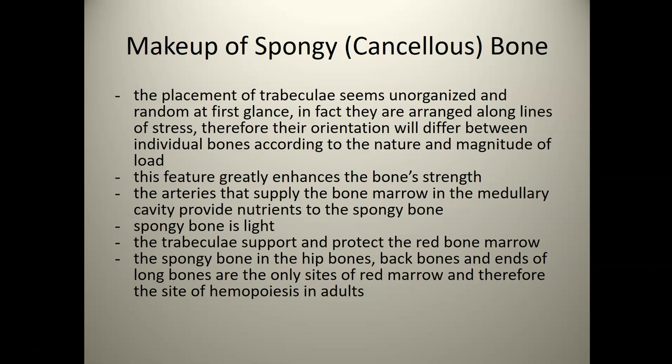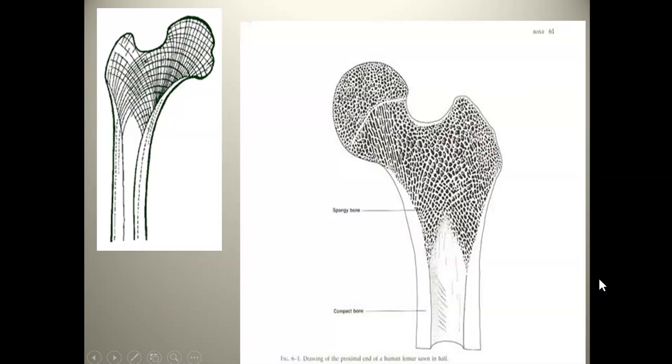The arteries that supply the bone marrow and the medullary cavity provide nutrients to the spongy bone. As I said, it's light, and the trabeculae do support and protect red bone marrow. We tend to find spongy bone in the hip bones, the back bones, and the ends of long bones. We do also find some in the sternum as well, and it's where we have the red marrow where this hemopoiesis occurs, or this red blood cell formation.